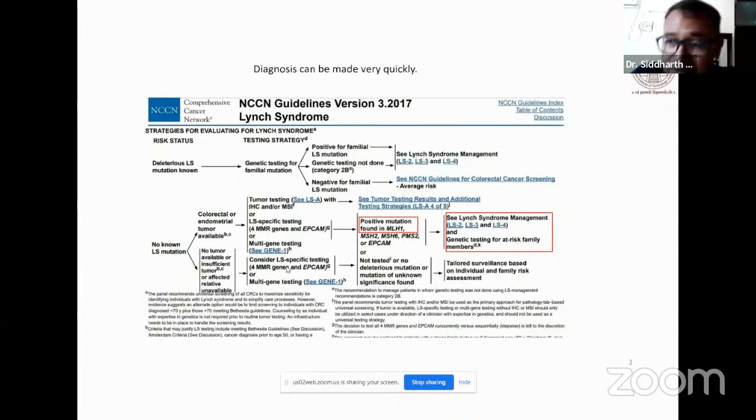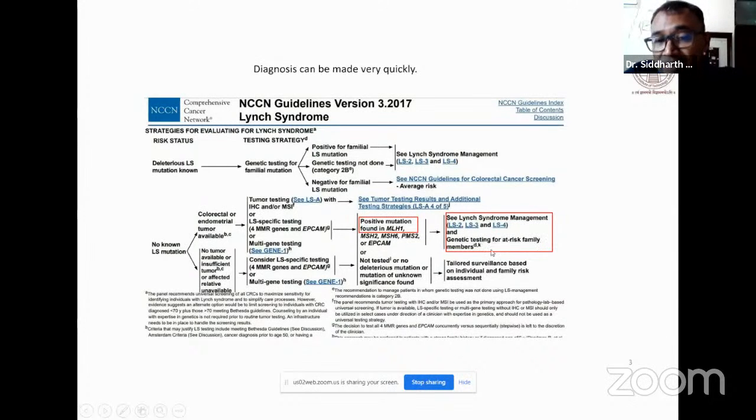Then quickly this doctor will refer to a medical oncologist or an oncologist or a radiologist, and based on the NCCN guidelines, National Comprehensive Cancer Network guidelines, the treatment starts. And if you see the guidelines, and this is an older version, clearly there is a positive mutation found in the MLH1 gene, so see Lynch syndrome management.